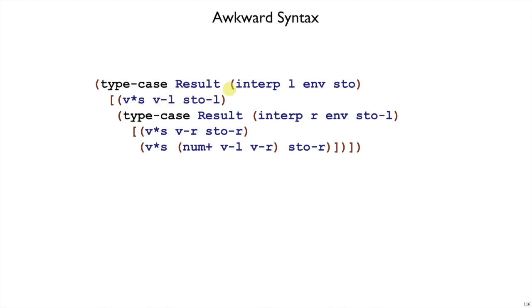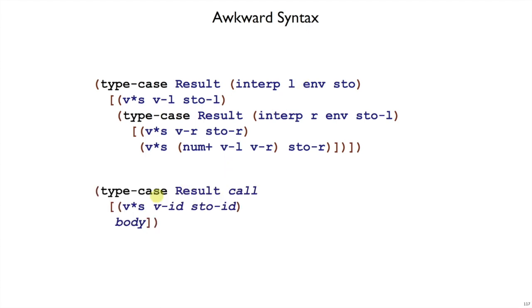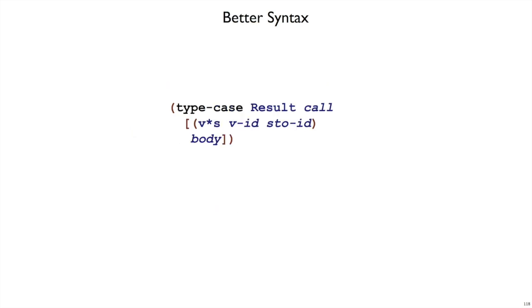Whereas with let or other forms, we're much more used to saying let x be 5. You put the variable first and then the value that produces the variable. So we keep writing this pattern like this: type-case result, some call, some variable, some body. And what we would like to do instead is write something like this, with these variables being the result of this call in this body.